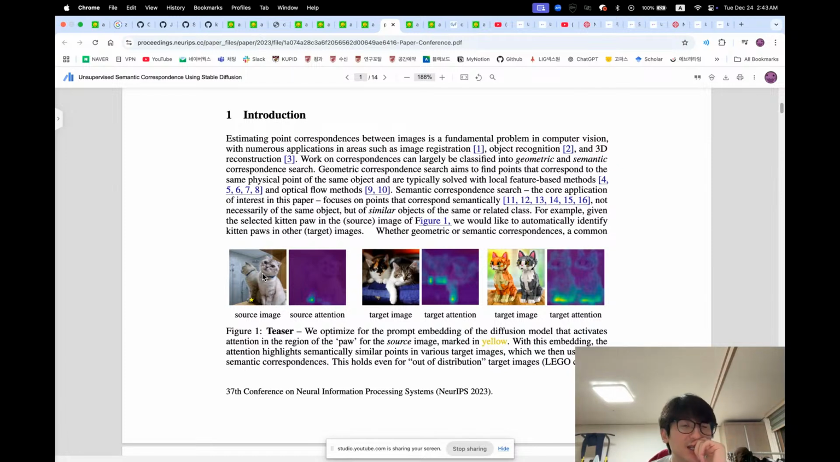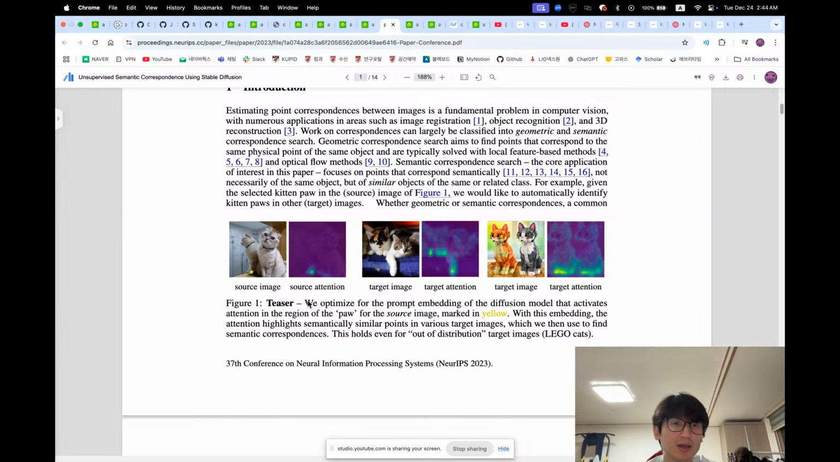For example, given the selected kitten paw in the source image, we would like to automatically identify kitten paws in other target images. So given two images, a source and a target, they both contain a picture of a cat, but the appearance is totally different, and their locations, their formation, it's all different. What they want to locate is the paws of those cats, which is this part and this part. And then you have another target image. So they want to match these points. And yeah, they are pretty good at it.